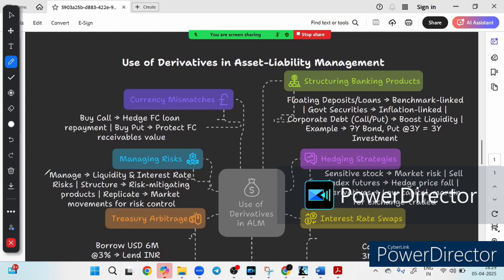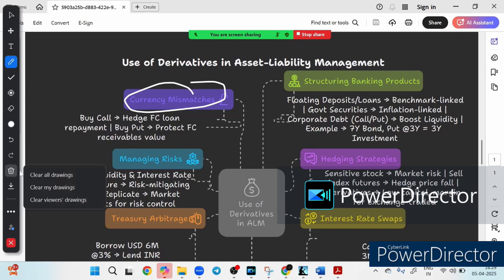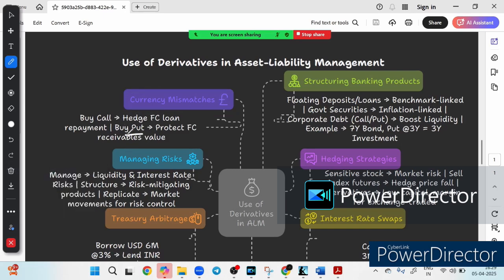Friends, let's continue our discussion. So friends, let's talk about first of all currency mismatch. Right, I think we are familiar with it. Foreign currency loan receivable faces risk due to exchange rate fluctuation. What is the solution? The solution is that bank use call and put option here. So they buy call. By buying the call, they hedge foreign currency loan repayment. If suppose currency appreciate, no extra cost, and if they buy put, then they protect foreign currency receivable value. So you can see, currency mismatch can be taken care of by using this call and put option.